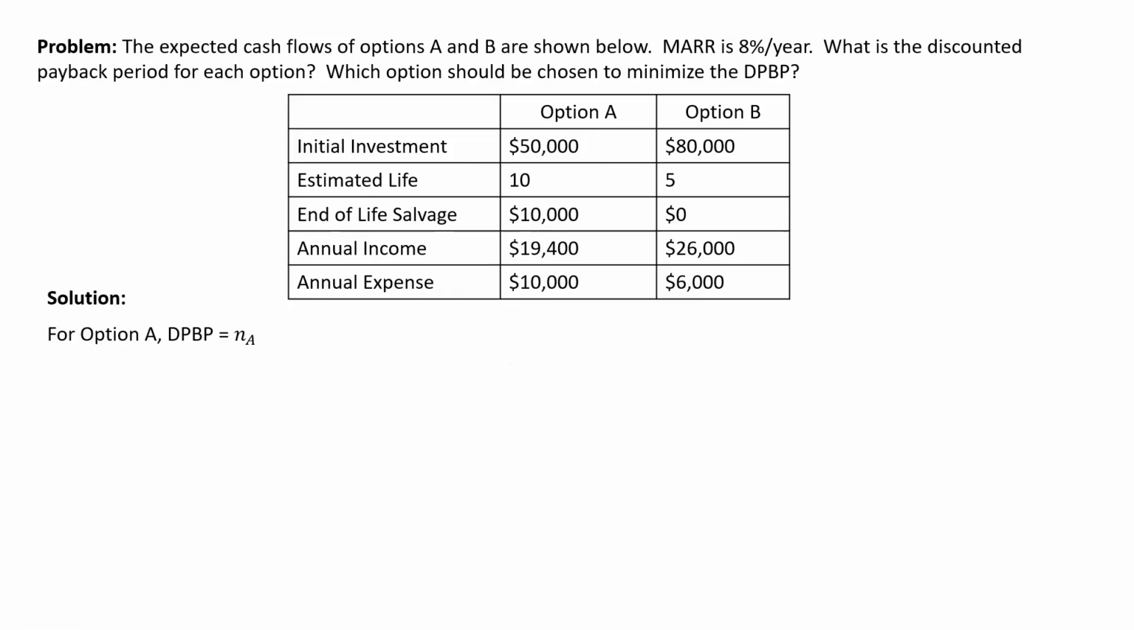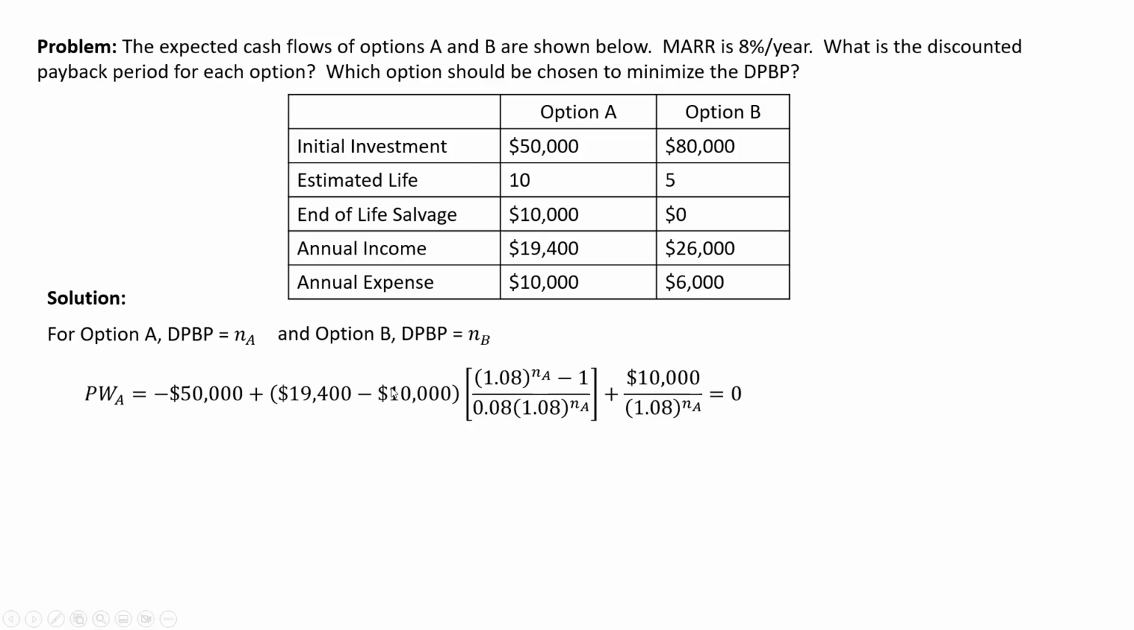So, I don't know, do we really need to draw a cash flow diagram? If you want to, please go ahead and do it. So, DPBP is N sub A for this option A. How many years should we run this to see positive? We don't know that, so that's a variable. And now for option B, it is N sub B.